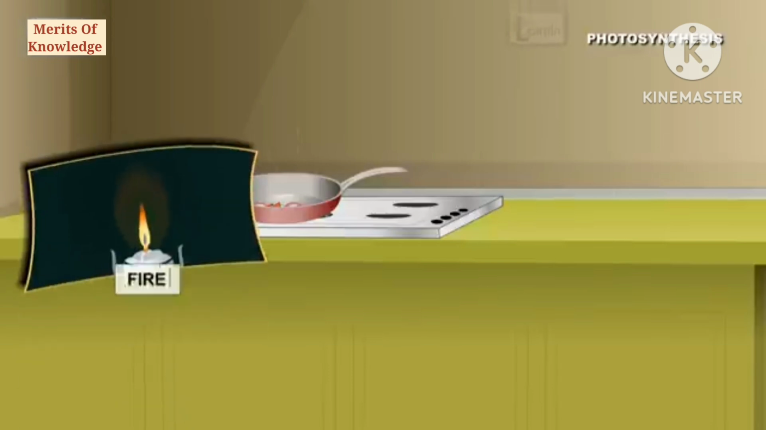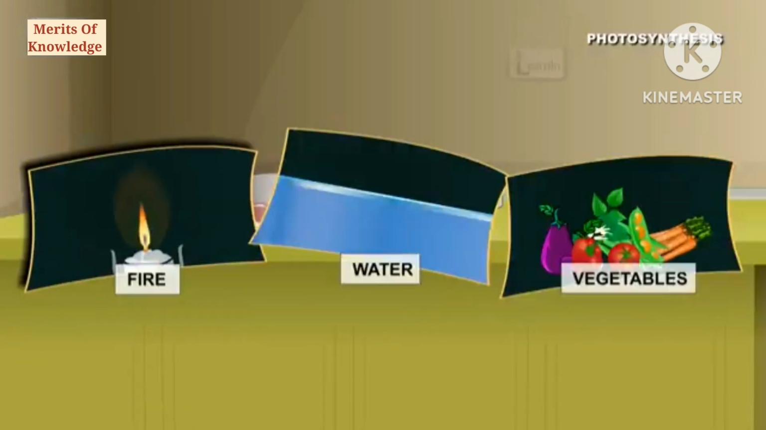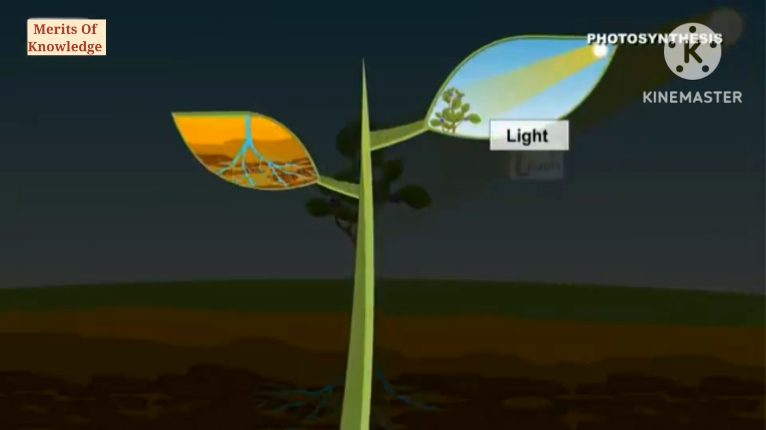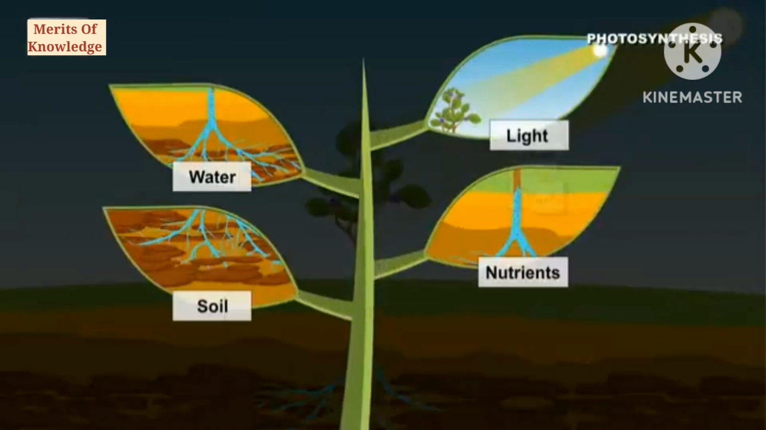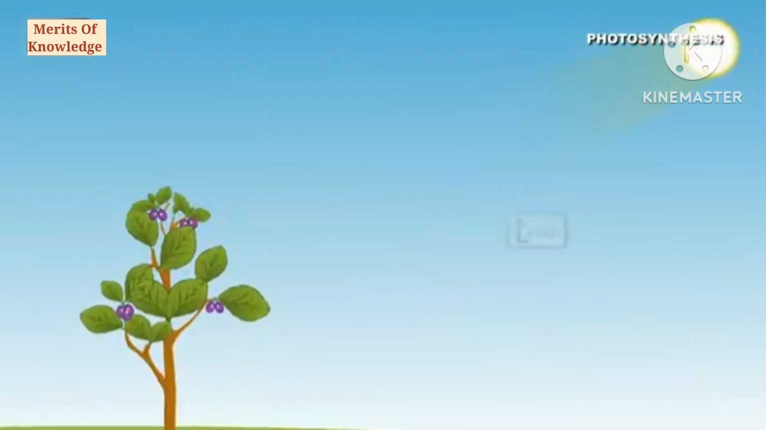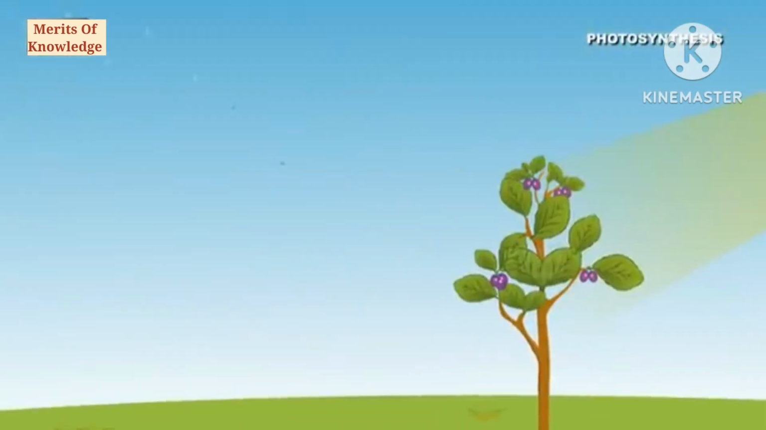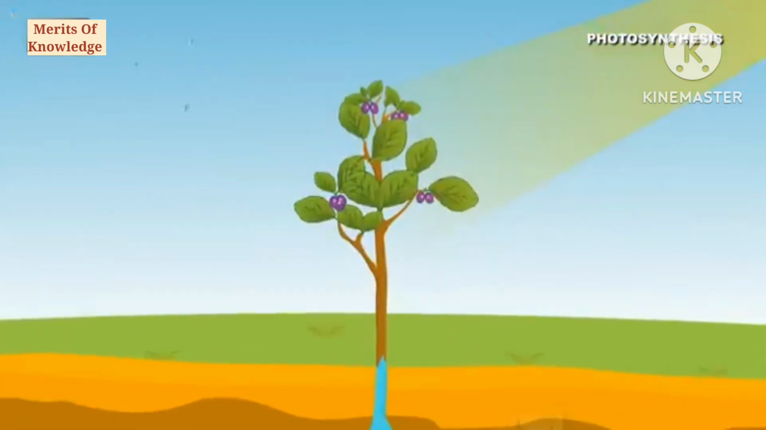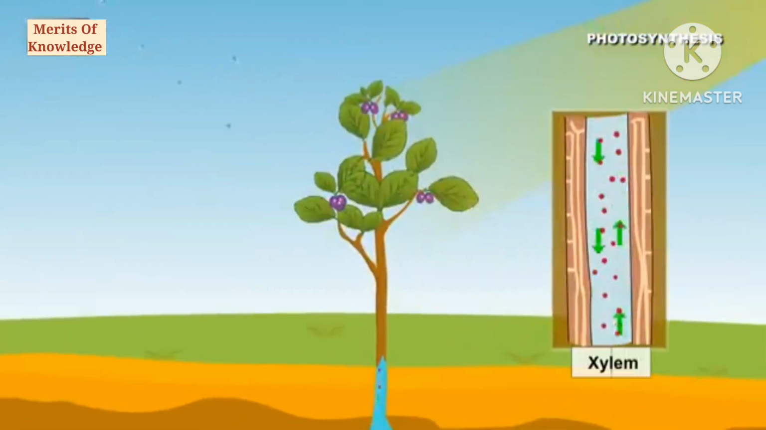When we are cooking something in the kitchen, we need fire, water, and vegetables. In the same way, the plant needs many things like light, water, nutrients, and soil to prepare its own food. Among plants, the leaves play an important role in absorbing the sunlight. The roots absorb water and nutrients from the soil.